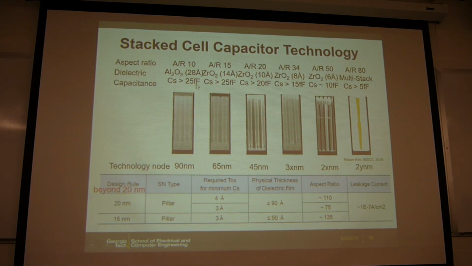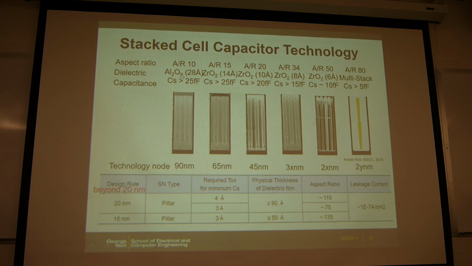So again, this is some data showing the trend of the aspect ratio with the technology node. For example, at the 90 nanometer node, the aspect ratio is only like 10. But for today's, around 20 nanometer, it's already 80. But today, it's already below 20 nanometer. So you can imagine that maybe it's 100, above 100.